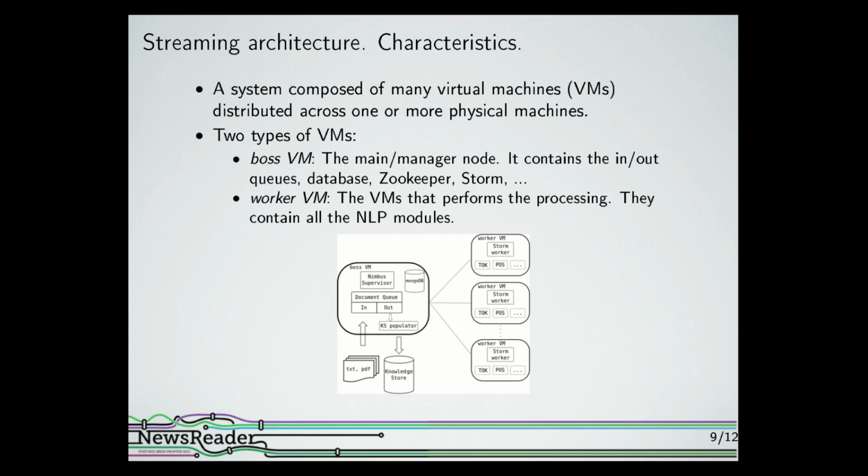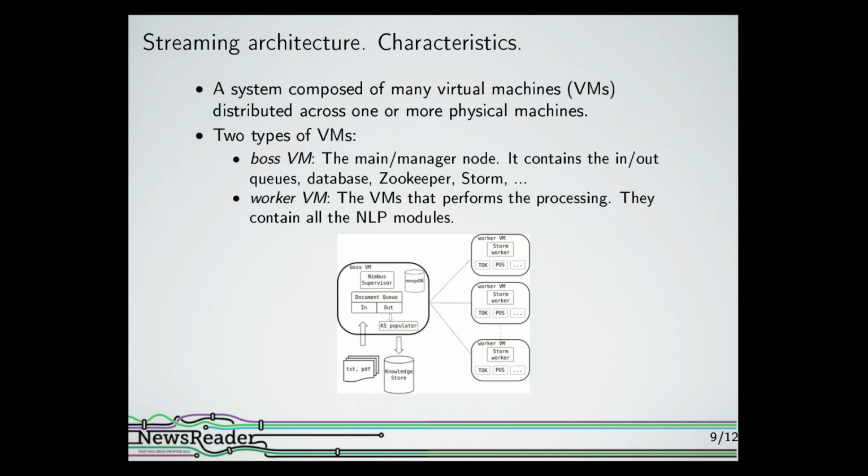This slide presents the architecture for the streaming processing. The system is composed of many virtual machines, which can be deployed among different physical machines. There are two types of virtual machines. One is the boss node, which is the main entry point for the documents. That is, users send documents to the boss machine.